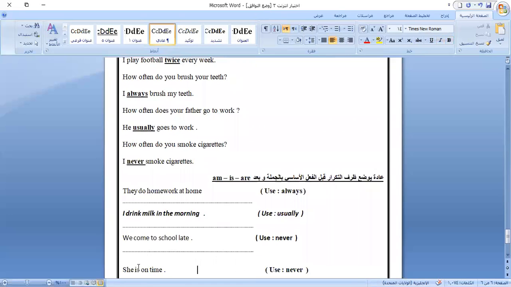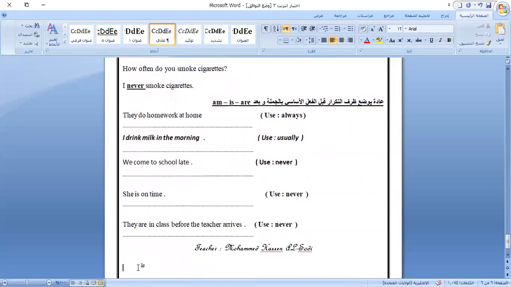Now here we have a question about this. I hope you will do it. We have homework in the workbook, the activity book, page 140 and page 141, exercise number 1 and also exercise number 2.